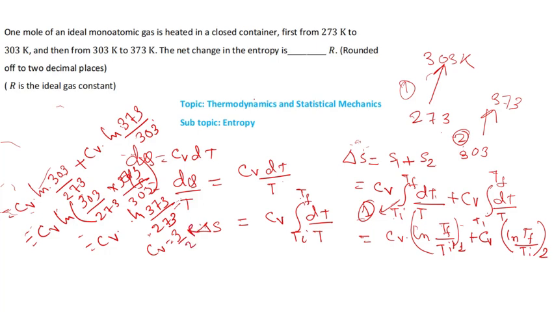So we can derive the final expression as 3 by 2 R into ln 373 by 273. If we calculate, it comes to 0.47 R. Rounded to 2 places of decimal, we have the answer of 0.47 R. Hope you have understood the problem. So thanks a lot.